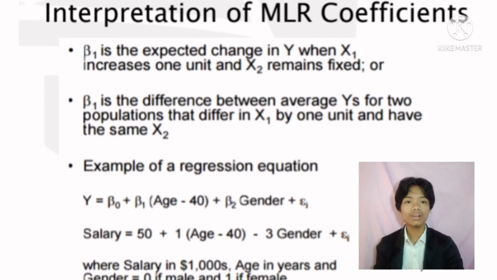So here is an example of a regression equation. y equals beta sub 0 plus beta sub 1 multiplied by age minus 40 plus beta sub 2 gender plus etc. And salary equals 50 plus 1 times age minus 40 minus 3 gender plus epsilon, where salary is in $1,000, age in years, and gender equals 0 if male.